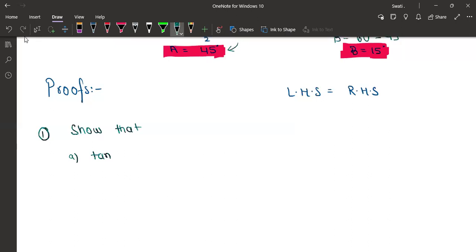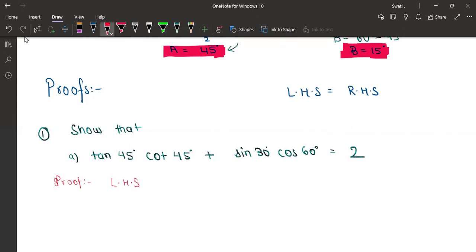Show that tan 45 degree into cot 45 degree plus sine 30 degree into cos 60 degree will be equal to 2. This is what you have to prove. So if you have to prove this, Manya, will you not start with the LHS? You will start with the LHS. You will write down that on the LHS, that means on the left-hand side, what do we have? So can you tell me on the LHS, what do you have?